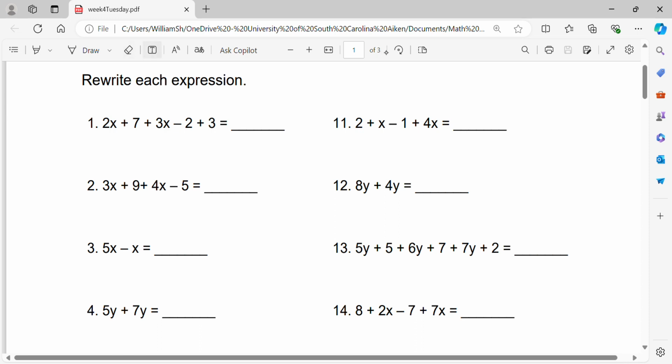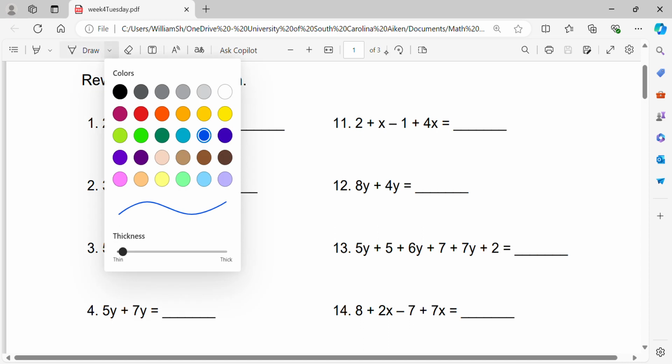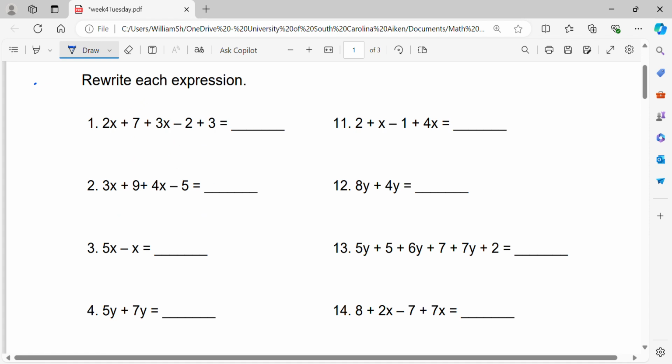Hello class. So what we're going to do today is delve a little bit further into simplifying linear functions. Okay, linear functions are pretty simple. All we're going to do is simplify. We're not even going to solve yet. We're just going to work on the simplification factors, on what we can combine and what we cannot combine.